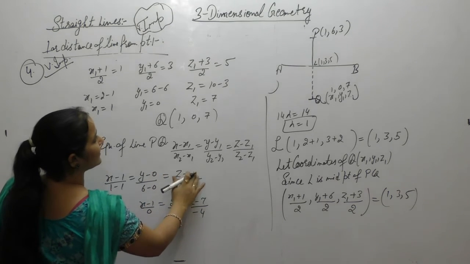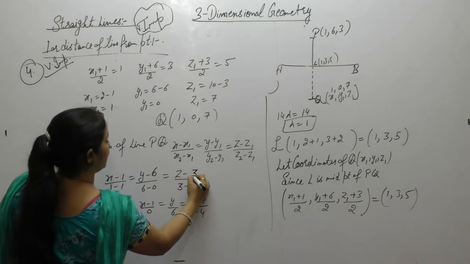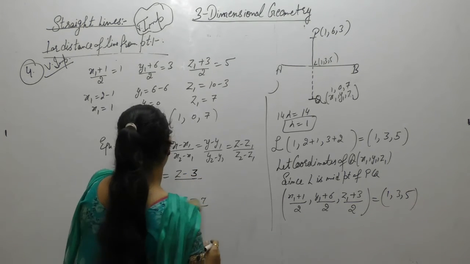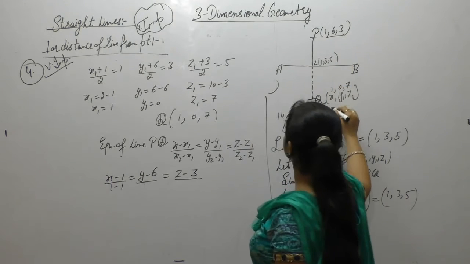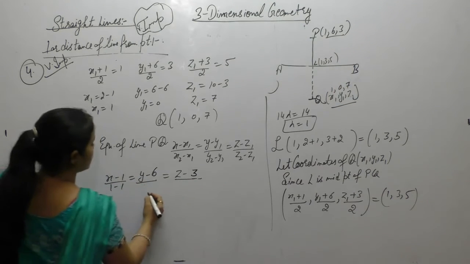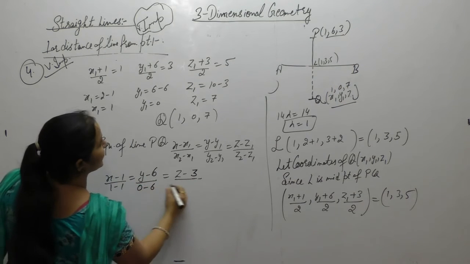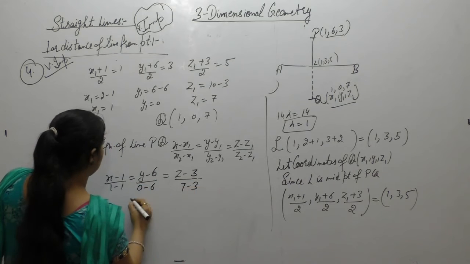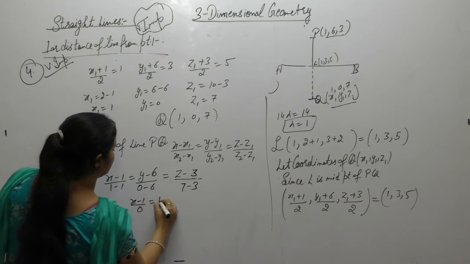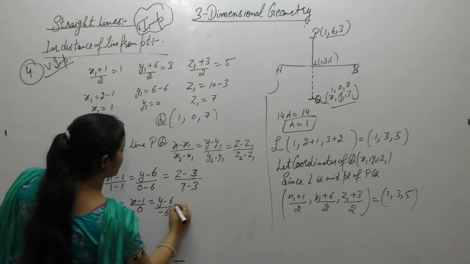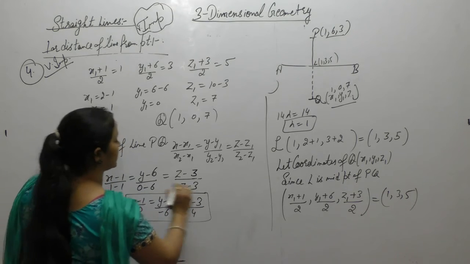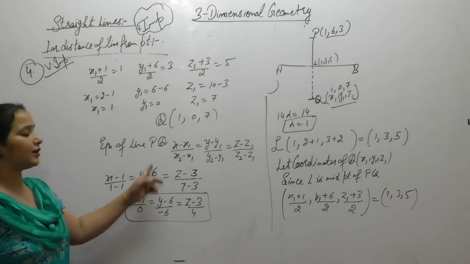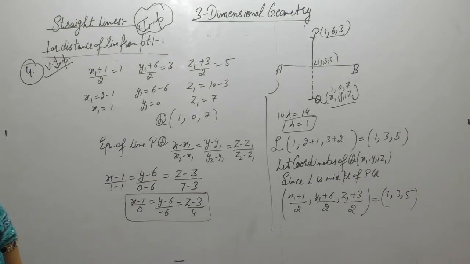Here x1, y1, z1 is 1, 6 and 3. These are x1, y1, z1. These are x2, y2, z2. So x2 minus x1, y2 minus y1. So x minus 1 upon 0, y minus 6 upon minus 6, z minus 3 upon 4. So this is the equation of line PQ.